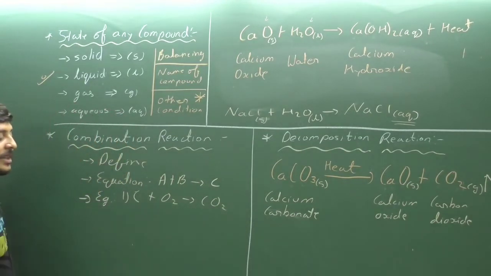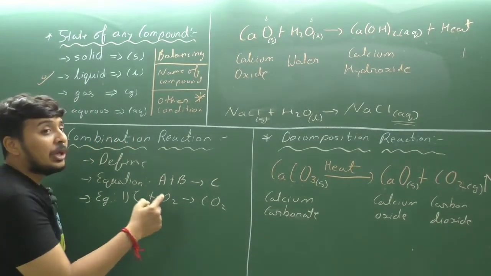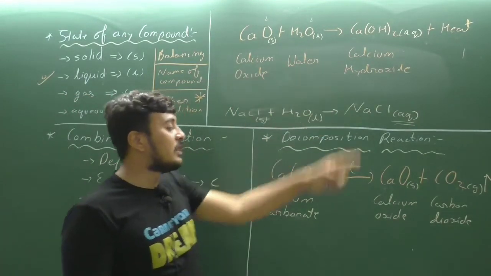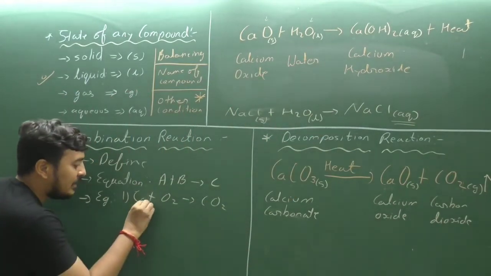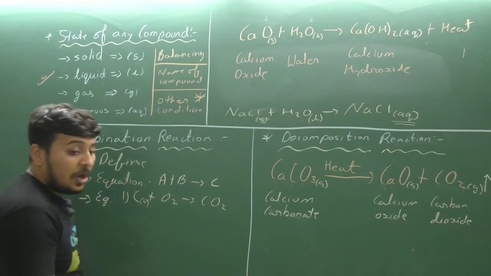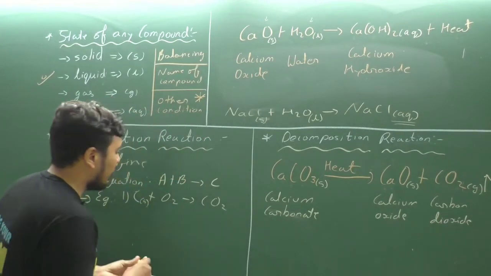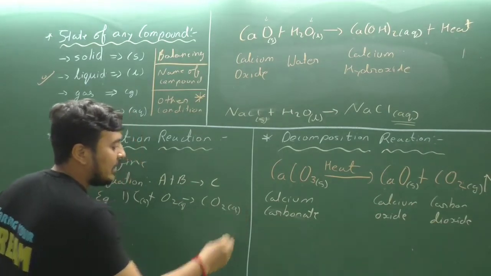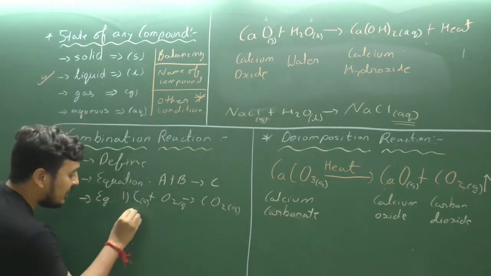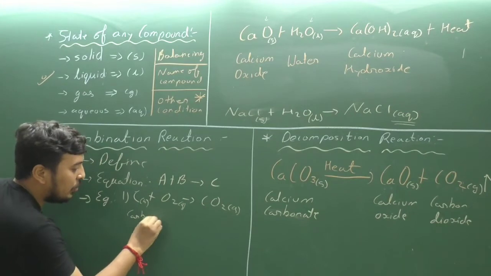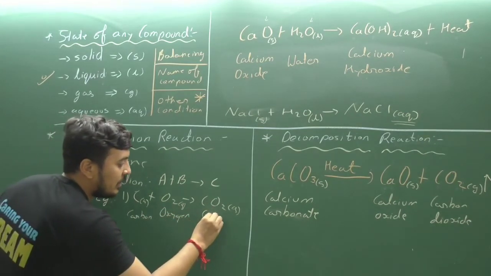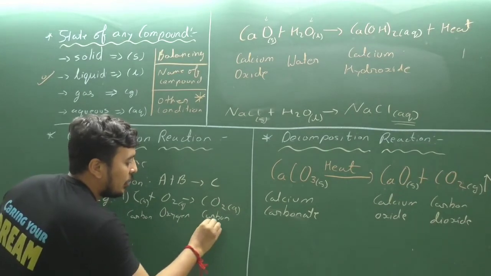In examples, if you write only the first example, for example C plus O2 gives CO2, and say it is a combination reaction, then it will not give you full marks. It is correct, but it does not have all the conditions mentioned. You have to write that carbon is solid in state, oxygen is gaseous in state, carbon dioxide is gaseous in state. C means carbon, O2 means oxygen, CO2 means carbon dioxide.